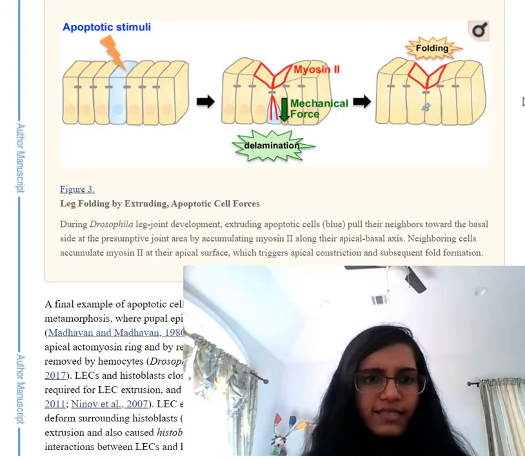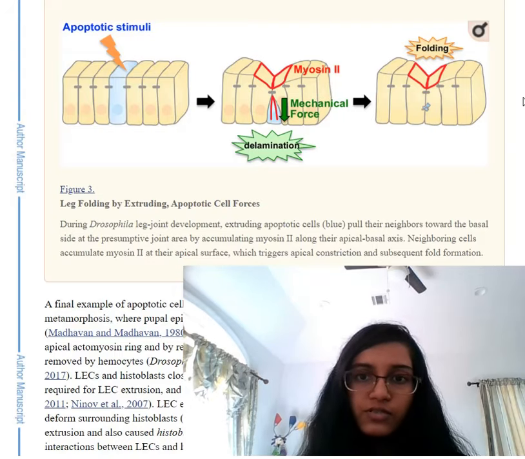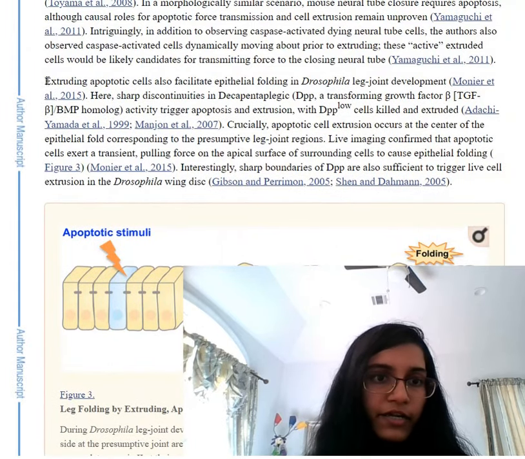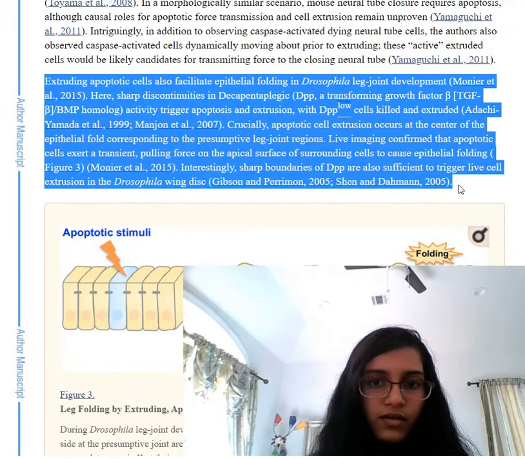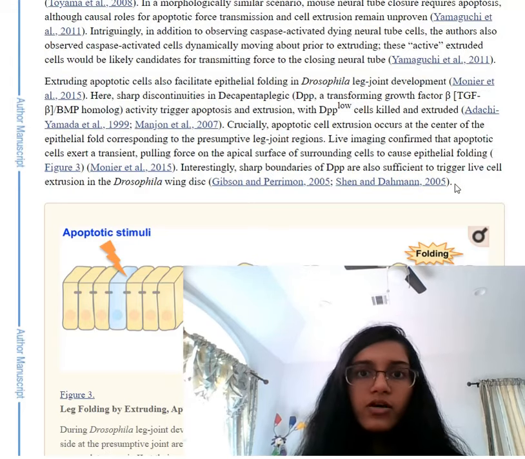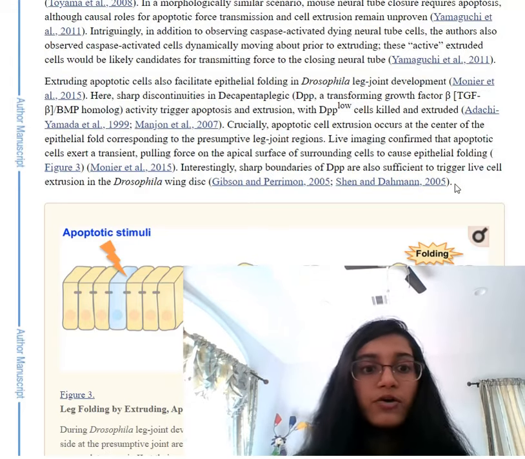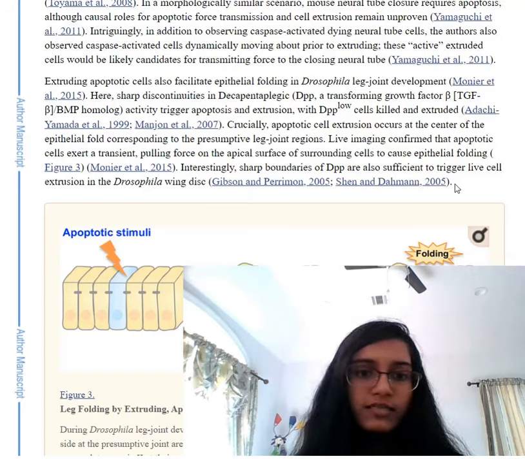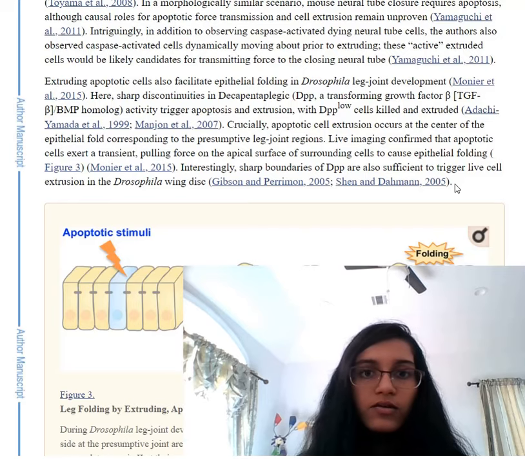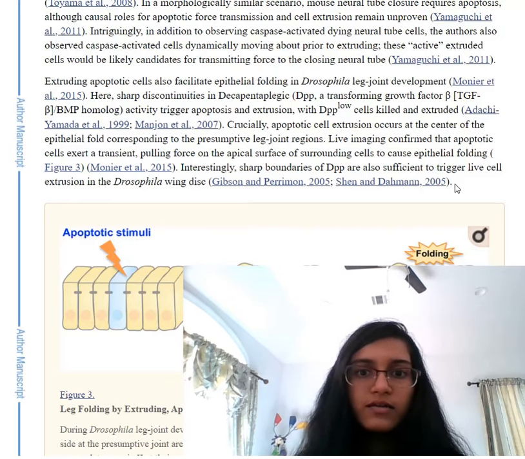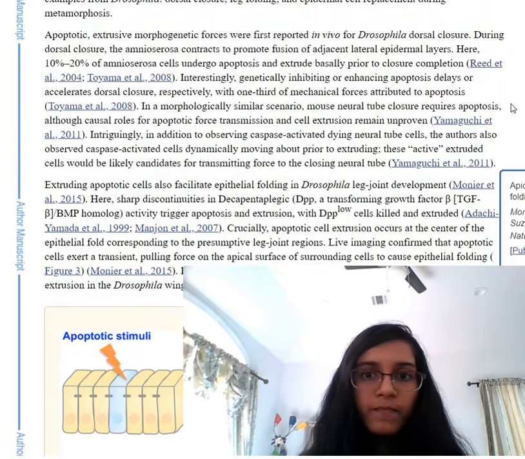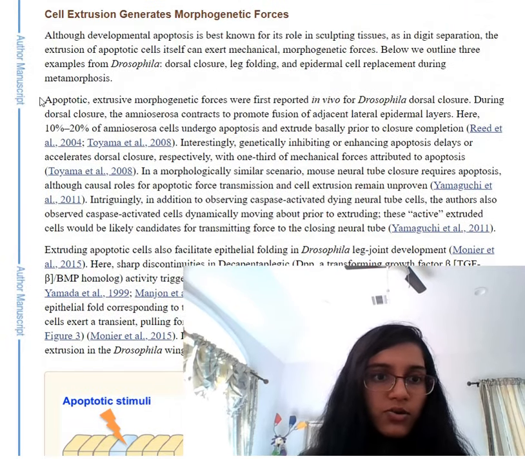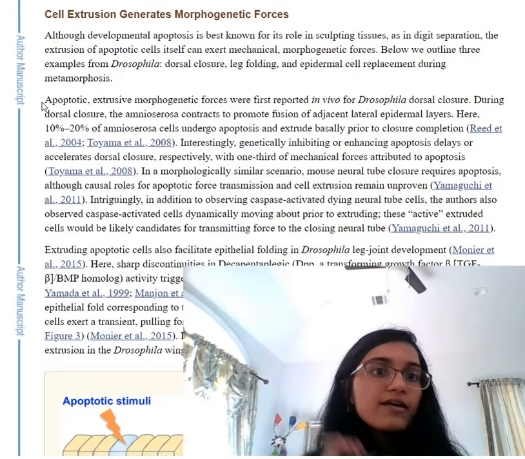Cool, so what is this happening in? This is in the Drosophila leg joint, so that's covered right here in this paragraph. More importantly than the Drosophila leg joint, we understood how exactly it is that apoptotic stimuli can really cause these morphogenetic effects. So let's go to this second paragraph over here.